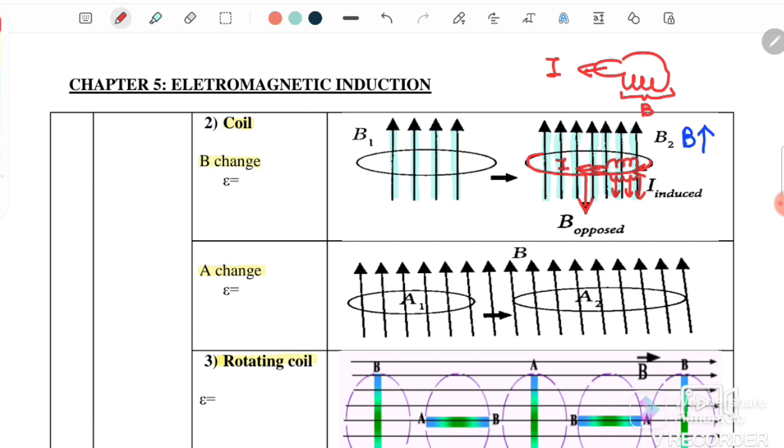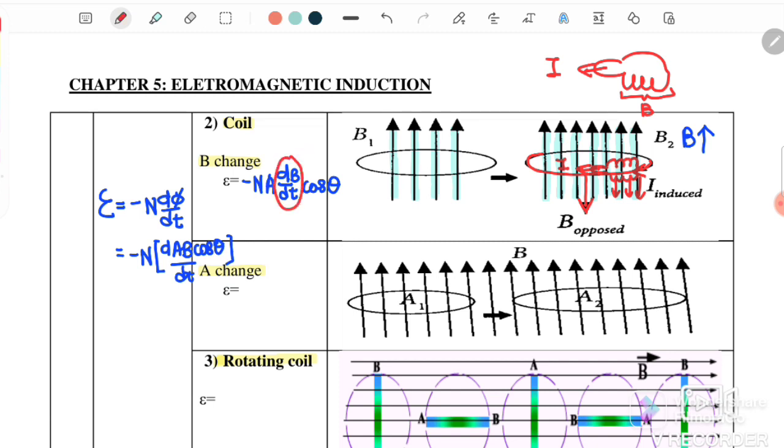Okay, so the equation that we will use for B changing is EMF equals negative N A dB over dt cos theta. Where does this equation come from? It is from Faraday's law, where EMF equals negative N d flux over dt, where the flux we can also write as A B cos theta. Now since B is changing, we just differentiate dB over dt. We will take final minus initial.